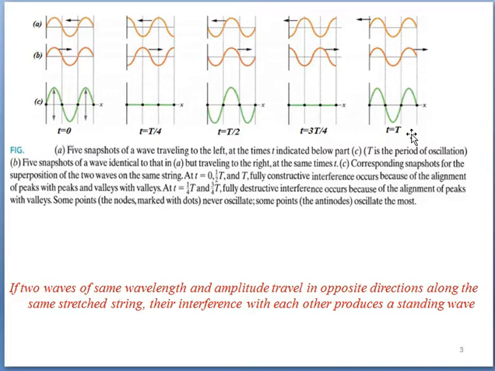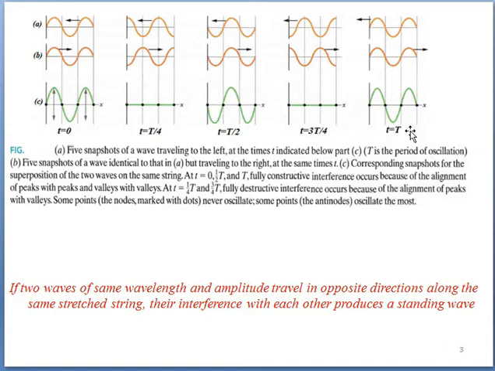These points are said to be the nodes, while the points that can have maximum displacement, these central points, are known as antinodes. So this is the graphical or conceptual description of a standing wave. If two waves of the same wavelength, same amplitude and same frequency travel in opposite directions along the same stretched string, their interference with each other produces a standing wave.